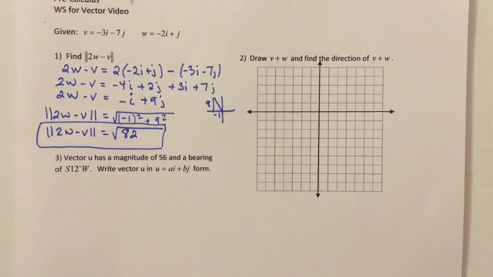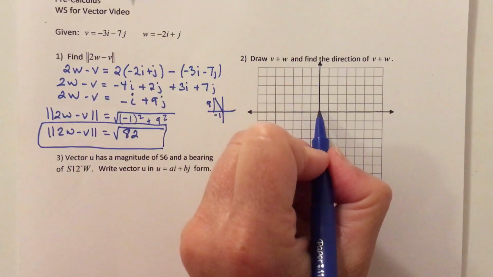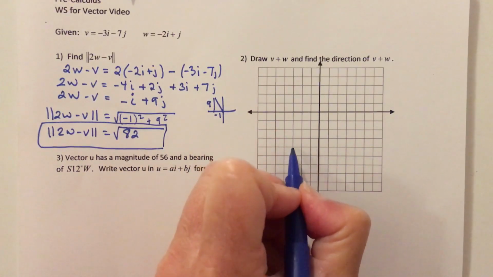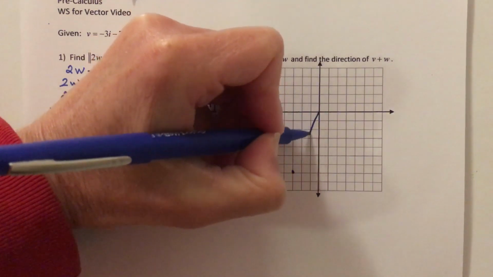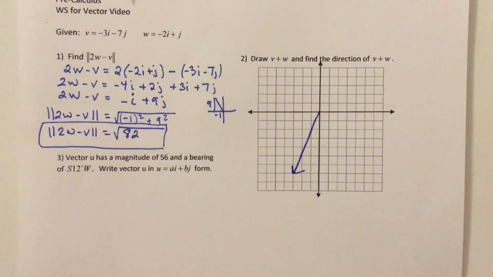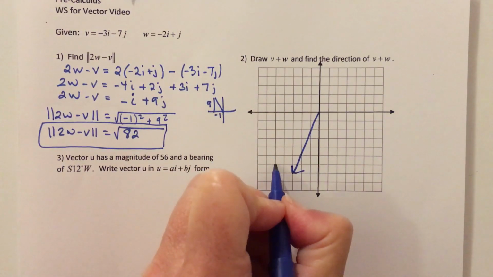All right, the next problem says draw v plus w. Remember, when you draw, you always want to start at the origin, and then v is -3, and then 1, 2, 3, 4, 5, 6, 7. So that's a picture of v. Then when you add vectors, you have to add w to the tip right here. So you're going to do -2 plus 1 like that.